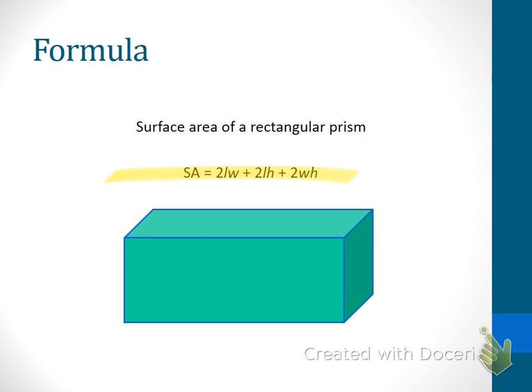Because if there's a front, there's also a back. If there's a top, there's a bottom. If there's a right, there's a left. Okay, so length, width, and height. So that's why we multiply each by 2, because it has an equivalent side that we actually can't see.